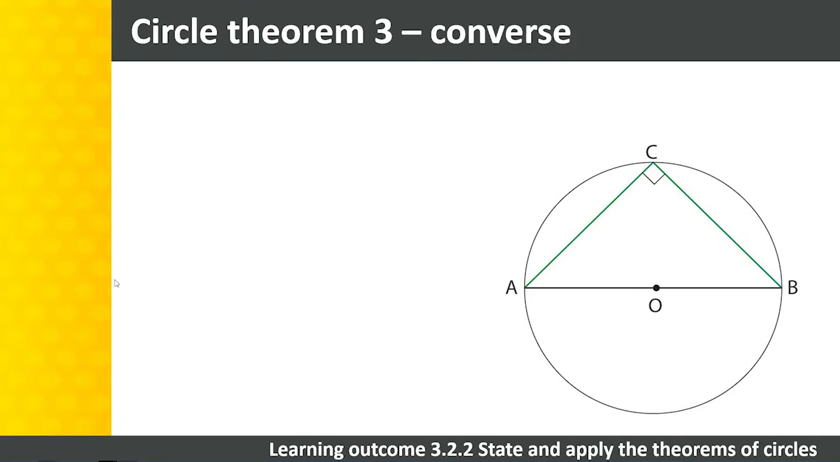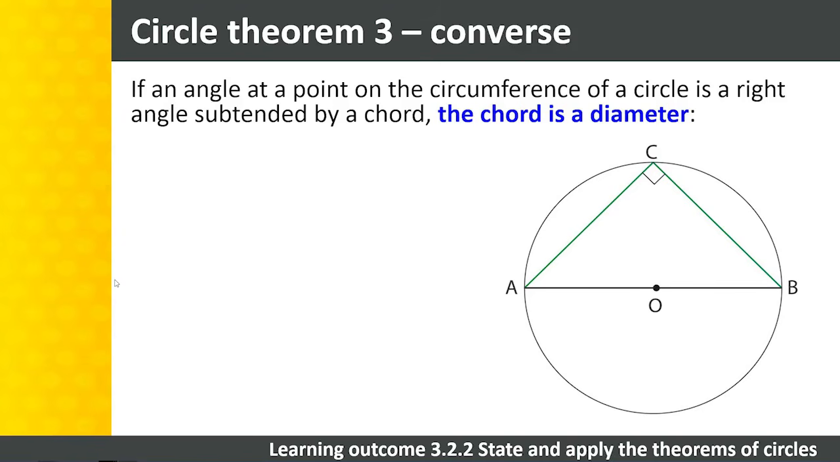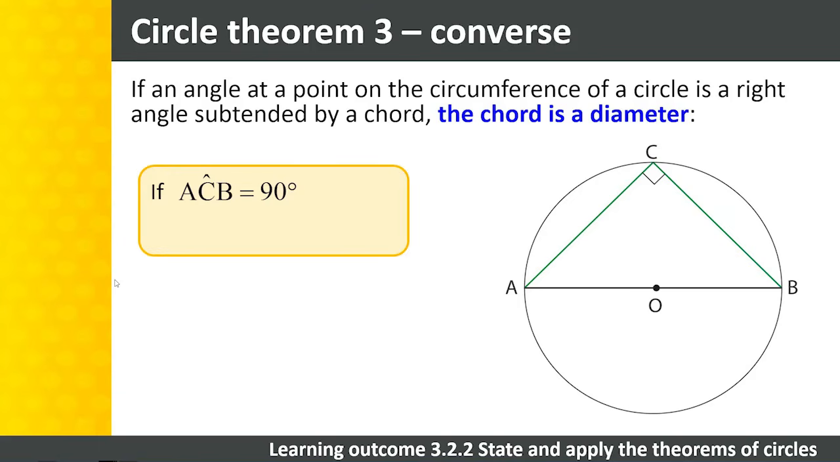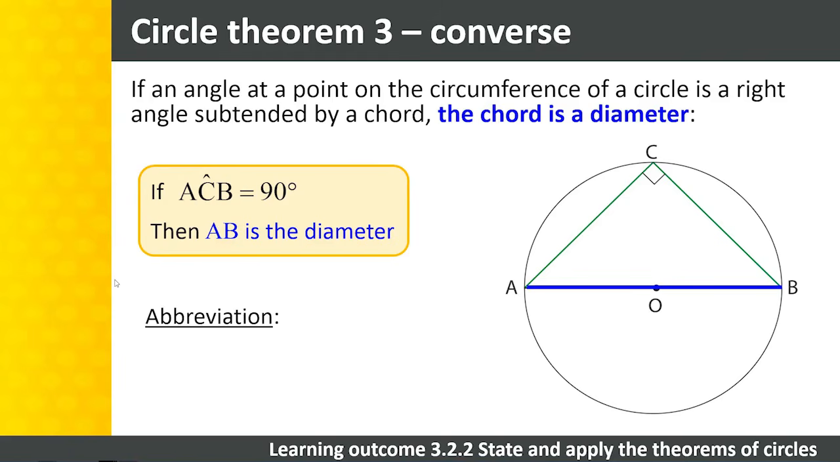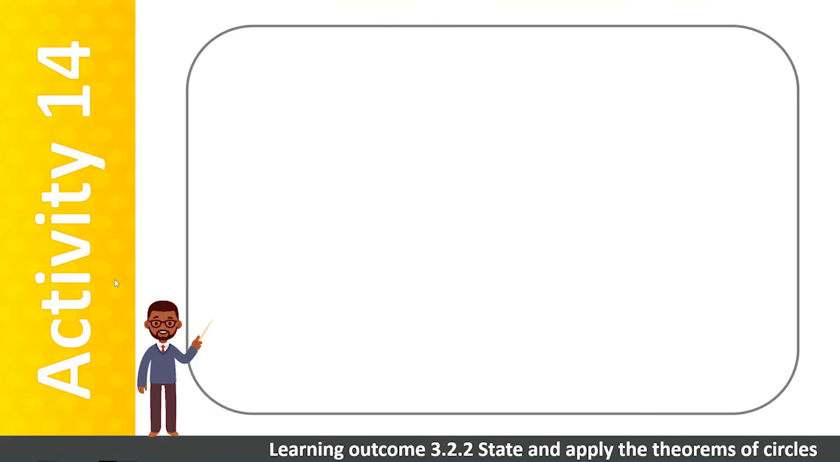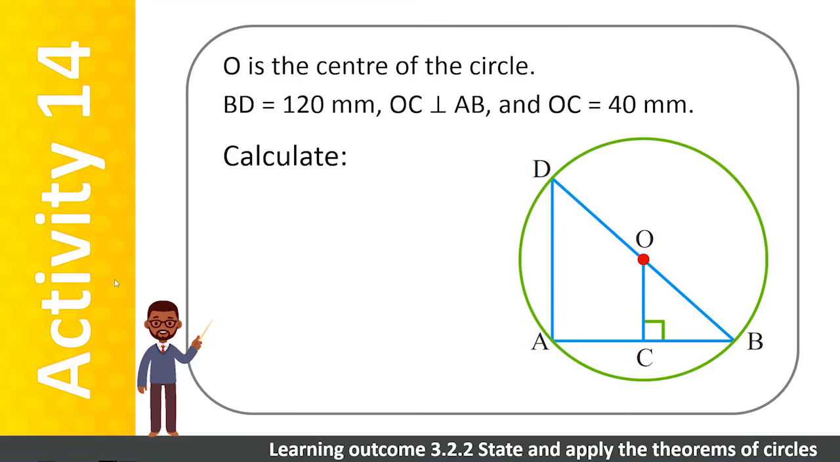The converse of this theorem states that if an angle at a point on the circumference of a circle is a right angle subtended by a chord, the chord is a diameter. In our diagram, if angle ACB equals 90 degrees, then chord AB is the diameter. We can abbreviate this as chord subtends 90 degrees. Let's apply Theorem 3. Work through this problem quickly on your own.